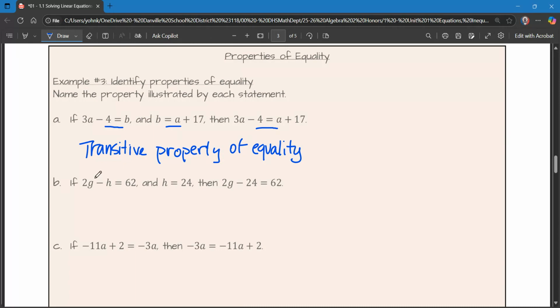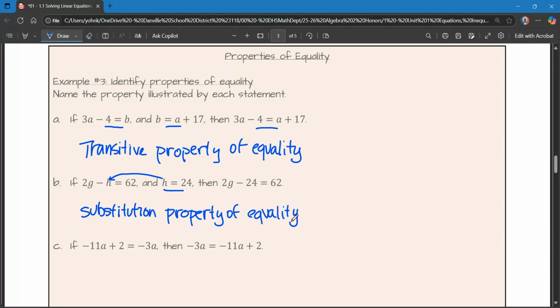Letter B, if 2g minus h equals 62 and h equals 24, then 2g minus 24 equals 62. So notice they're telling you h equals 24, and then notice they're plugging that h value into the equation for the final part. That's the substitution property of equality. You're substituting one value into the other in order to rewrite the equation.